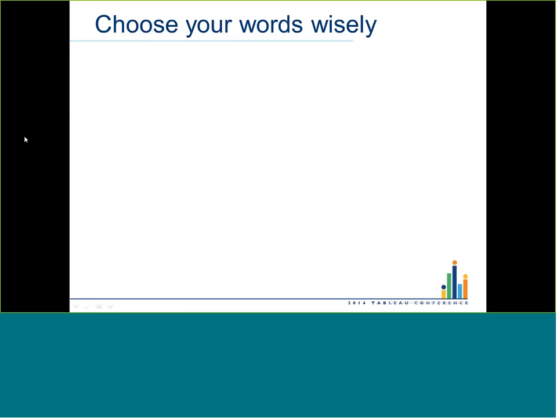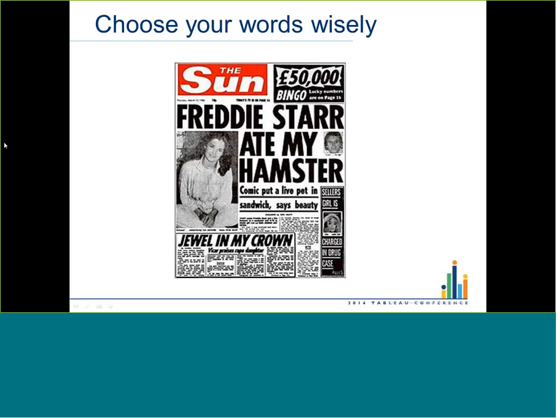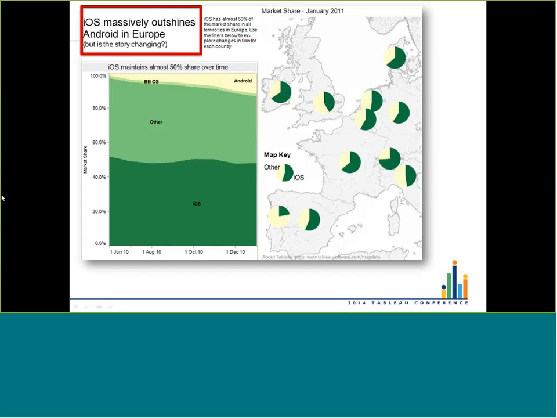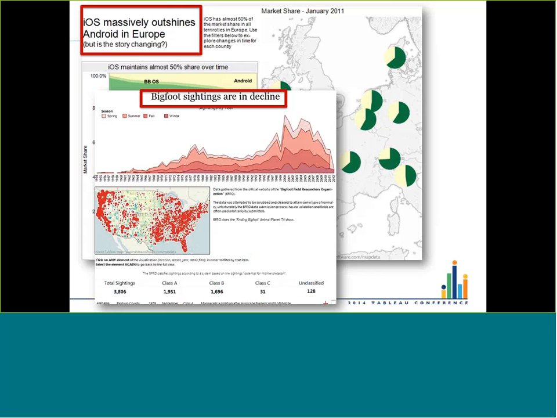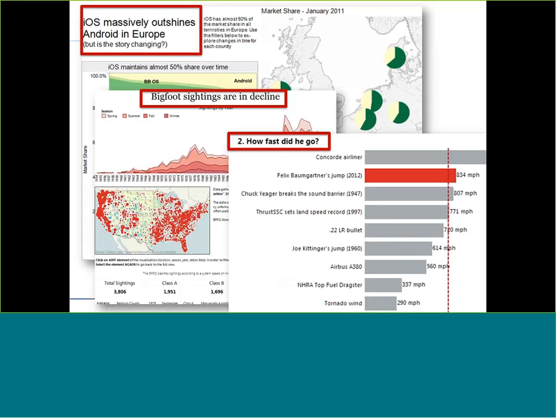And choose your words wisely, right? So the title is the first chance for you to get that message across. So in the examples we looked at earlier, right? iOS massively outshines Android in Europe. Is the story changing? Big settings are in decline. And how fast did he go? So these are sorts of titles that really grab the attention of your audience and then reel them in with the visualization that follows.